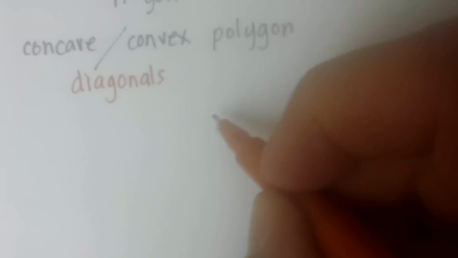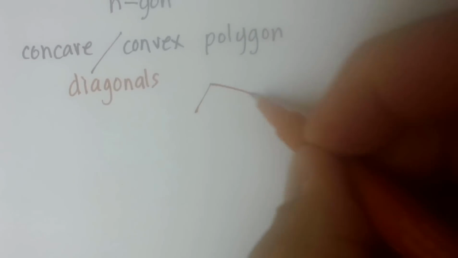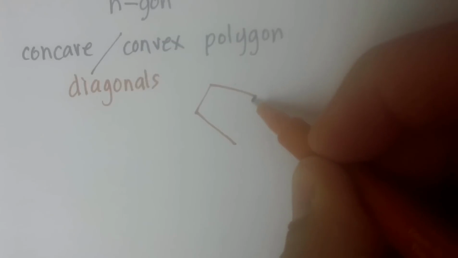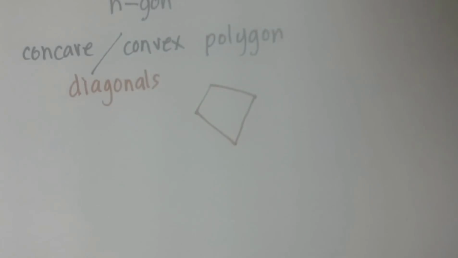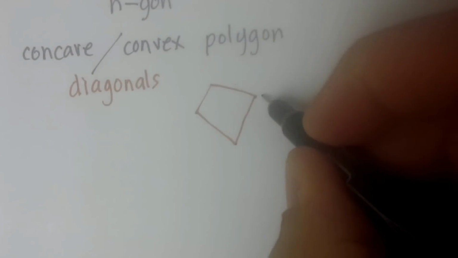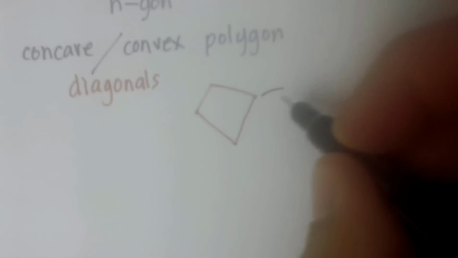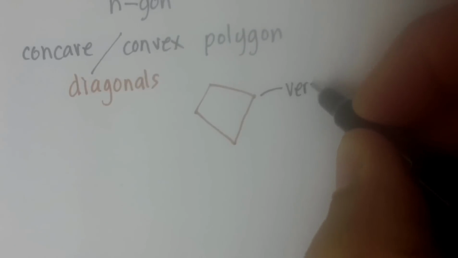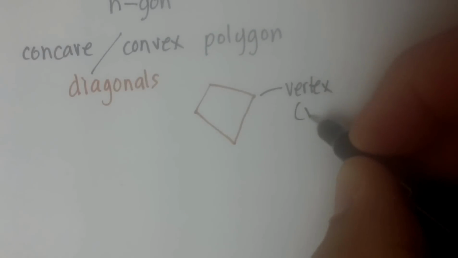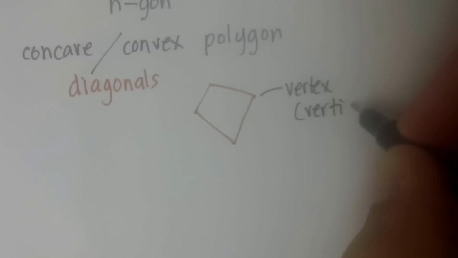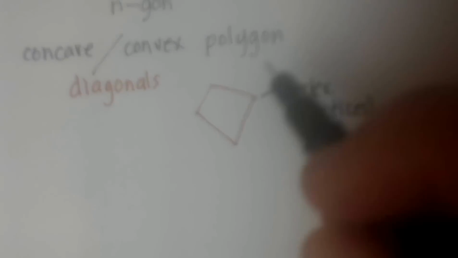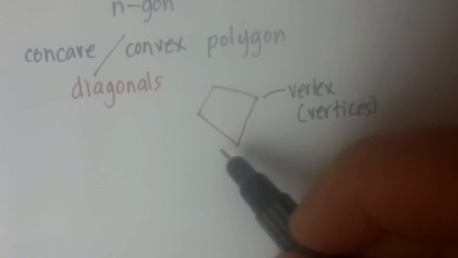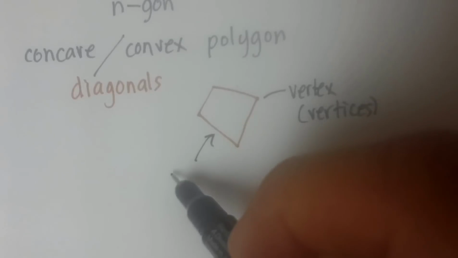So let's go ahead and draw a polygon. Let's just draw a four-sided figure. Now, where the line segments meet is called a vertex. Plural is vertices. Okay, and then these are just the sides. That's fairly straightforward.